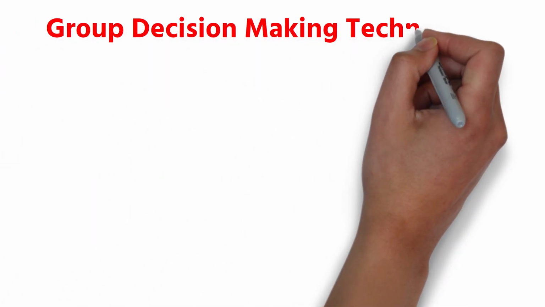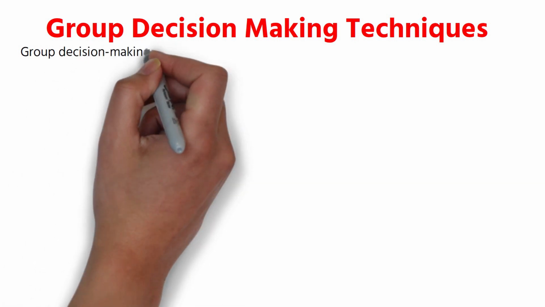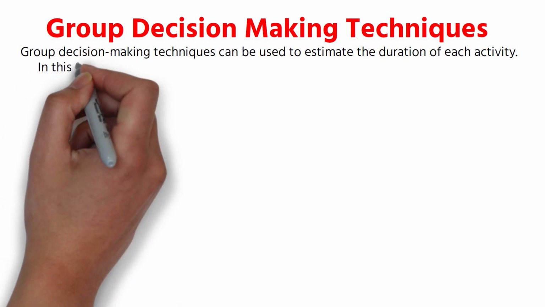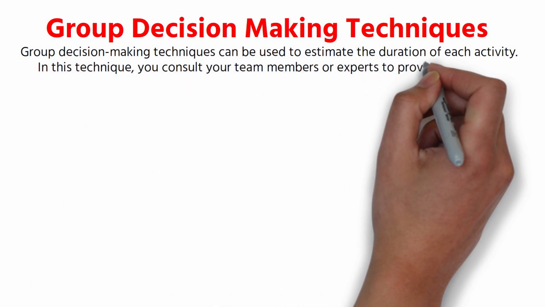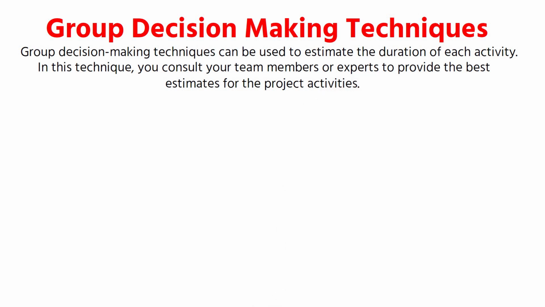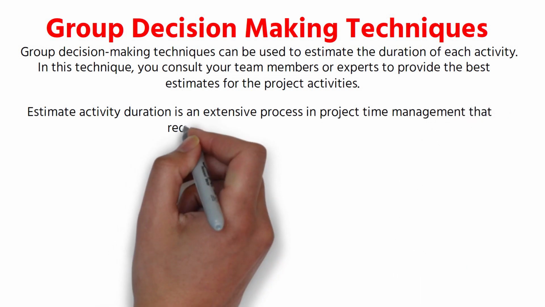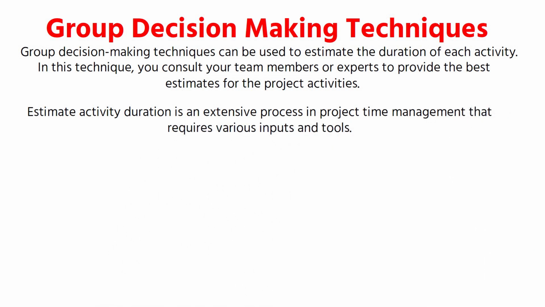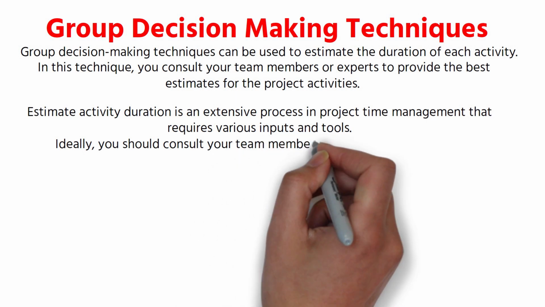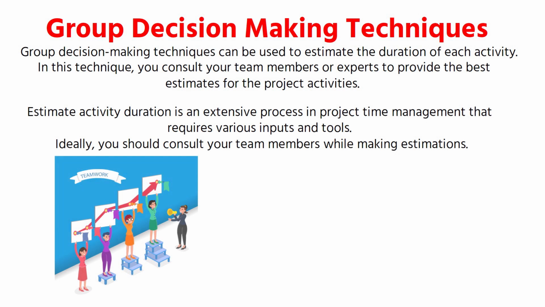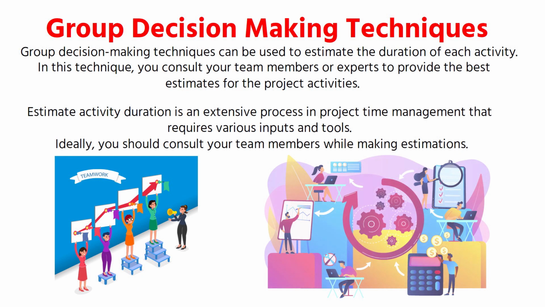Group decision-making techniques. Group decision-making techniques can be used to estimate the duration of each activity. In this technique, you consult your team members or experts to provide the best estimates for the project activities. Estimate activity duration is an extensive process in project time management that requires various inputs and tools. Ideally, you should consult your team members while making estimations. You can get more realistic results if you involve your project team and encourage decision-making. Because they are aware of the major project milestones, project deliverables, and key stakeholders.